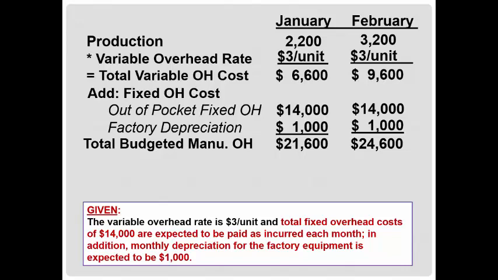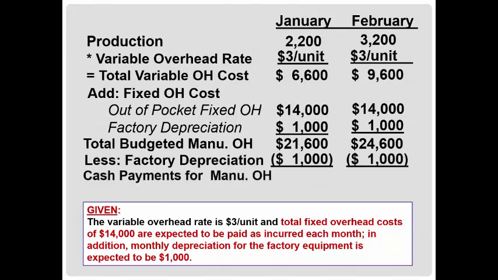Now, oftentimes you'll want to get the total overhead expected, but you will also want to get the cash disbursements for overhead. So in order to do that, you will have to take out the non-cash expenses. So now we'll turn around and subtract out the factory depreciation, $1,000 in each month. So our cash payments for overhead will be $20,600 in January and $23,600 in February. So again, with your overhead cost, you're going to want to compute both the total to be incurred and the cash that will be paid out for overhead.